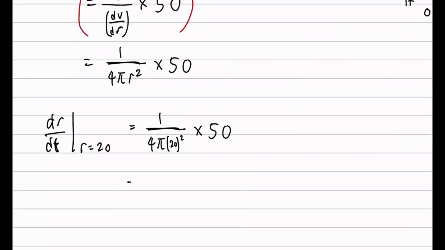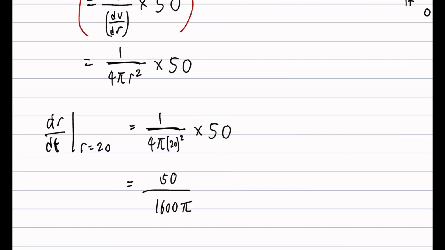So let's work it out. Pi cannot do anything to it, leave it alone. 4 times 20 squared, let me use a calculator. I get 1,600. Pi times 1,600 is not a standard way to write it. So instead, write it as 1600 pi. Good, very good. Now the 50 is multiplied, right? So you can go to the numerator. We end up with 50 over 1,600 pi.